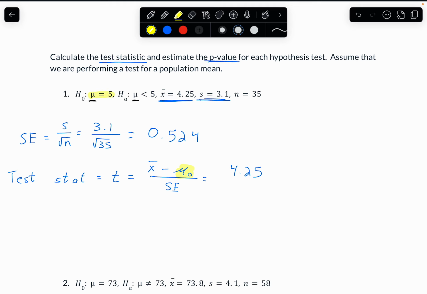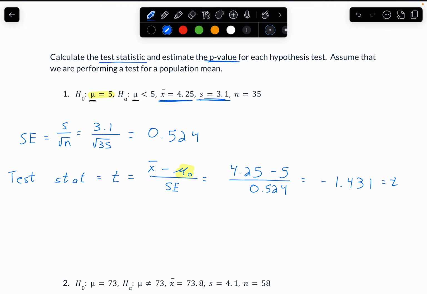So I look right here. It tells me that my population mean is assumed to be 5 in my null hypothesis. So my null value will be 5. So I have 4.25 minus 5 divided by my standard error, which we just calculated to be 0.524. And again, I'll grab my calculator here. 4.25 minus 5 divided by 0.524, and I ended up with negative 1.431. So we've got negative 1.431.